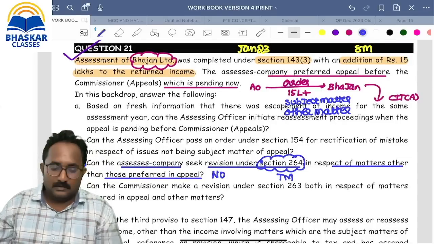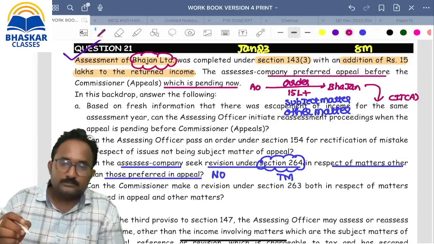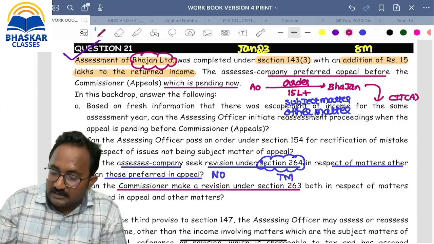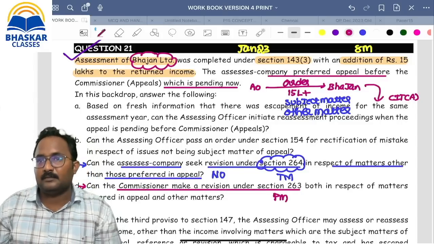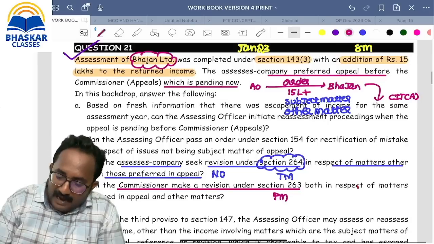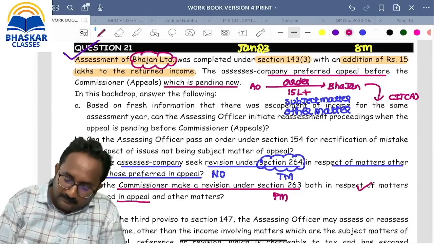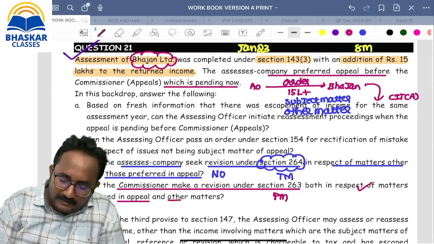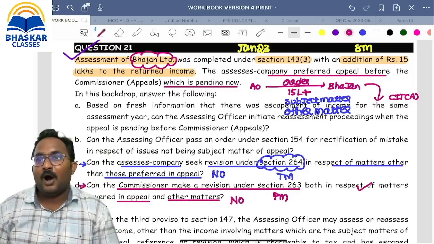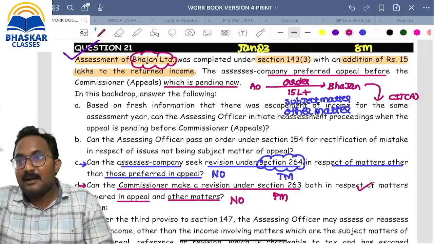Next, can the Commissioner make a revision under section 263? 263 is partial merger. The Commissioner directly wants to do the revision. For that, matters covered in appeal, that means the subject matters, he wants to revise, and other matters also he wants to revise. Can he do it? No. How can he revise the subject matter? Other matters only he can revise.